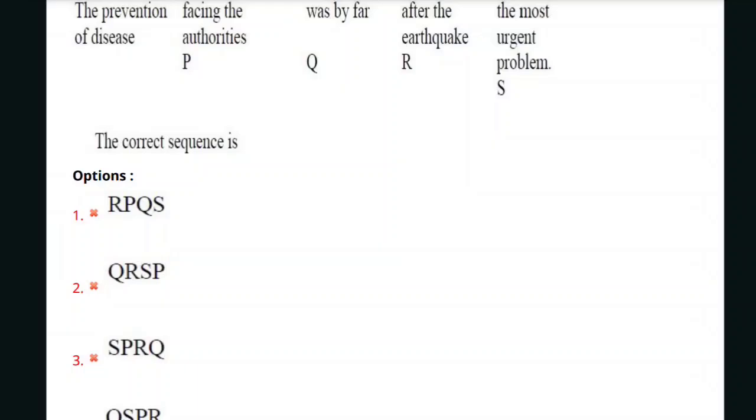Let's look at the correct order of the sentence. The correct answer here is the prevention of disease was by far the most urgent problem facing the authorities after the earthquake. Yes, the correct sequence here is QSPR. Let's look at the correct sequence with the correct order. The prevention of disease was by far the most urgent problem facing the authorities after the earthquake. So the correct answer here is QSPR.